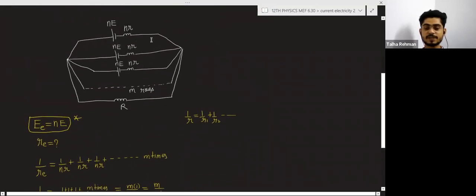This is the equivalent circuit when we have just connected the equivalent resistance in series. Okay.